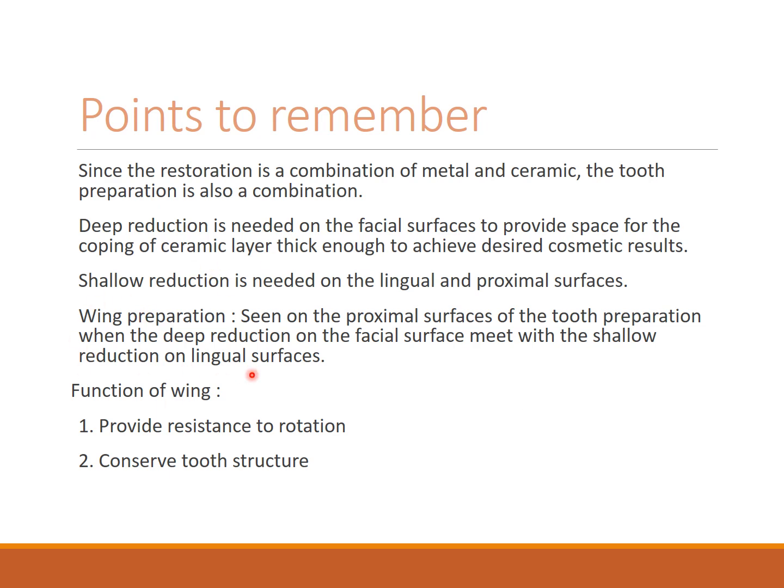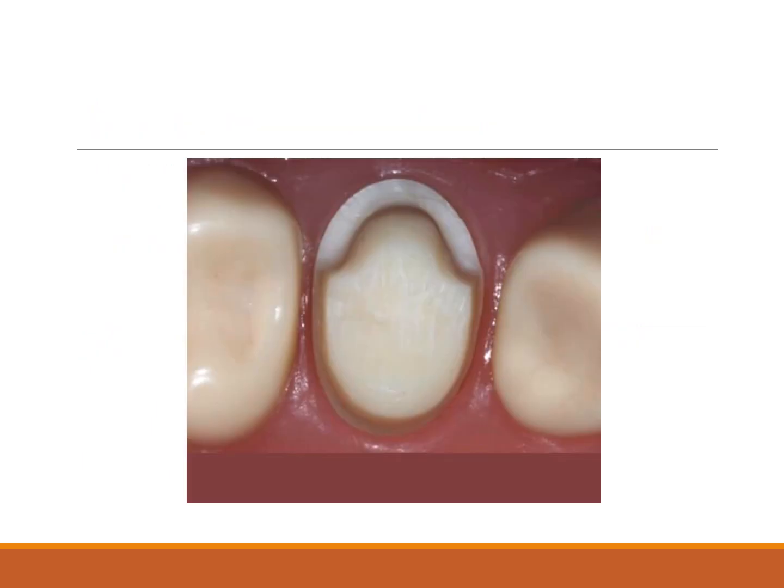Coming to the wing preparation, it is seen on the proximal surface of the tooth preparation, where the deep reduction on the facial surface meets the shallow reduction of the lingual surface. The function of the wing is to provide resistance to rotation and conserve tooth structure. So that is the wing which is present.